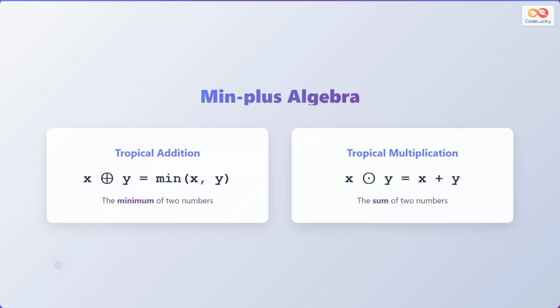At the heart of tropical geometry lies min-plus algebra. This algebraic structure redefines the conventional operations of addition and multiplication. Tropical addition is equivalent to taking the minimum of two numbers. Given two numbers x and y, the tropical addition of x and y, denoted as x circled plus y, results in the minimum of x and y. Tropical multiplication, on the other hand, corresponds to the sum of two numbers. So the tropical multiplication of x and y, written as xy, gives x plus y. These redefined operations form the foundation for analyzing piecewise linear structures in tropical geometry.